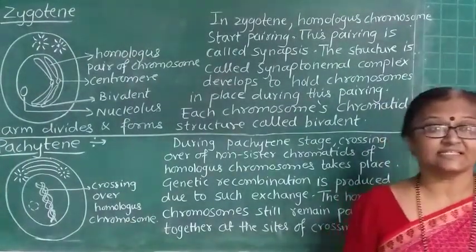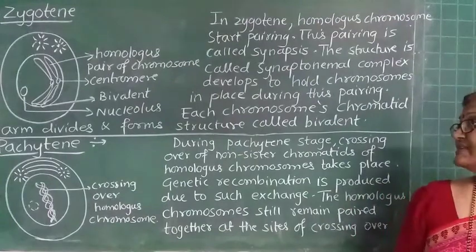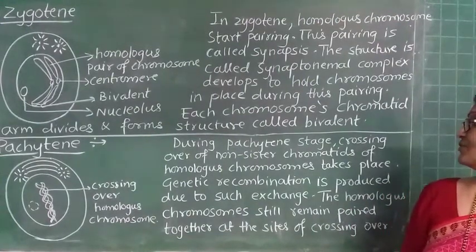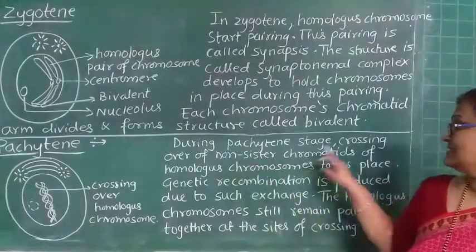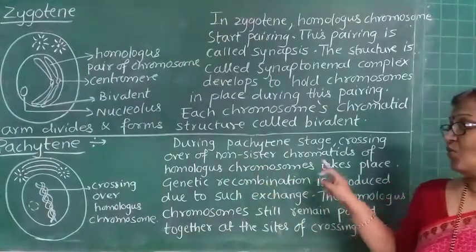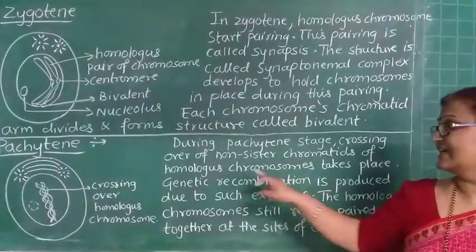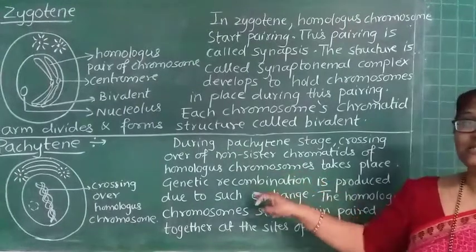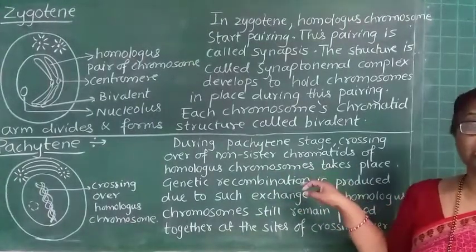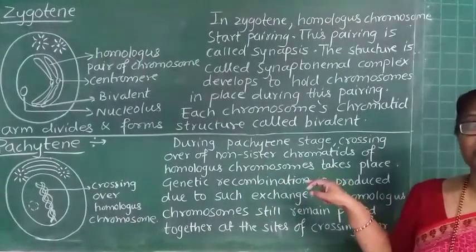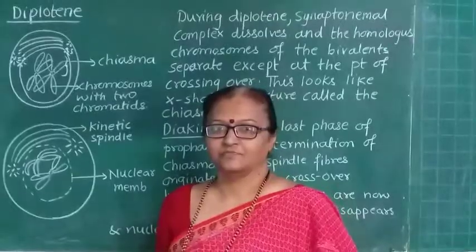So this is the stage where you can see the non-sister chromatids are holding together, and genetic material is exchanged between these chromatids.